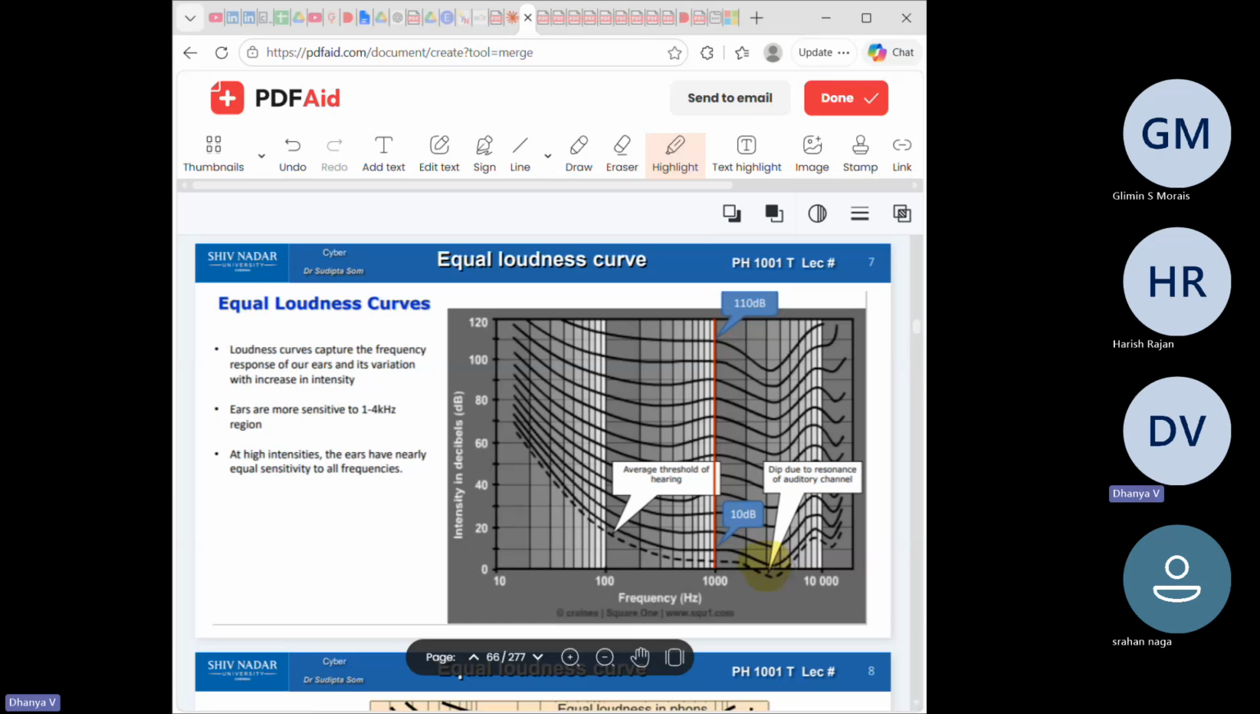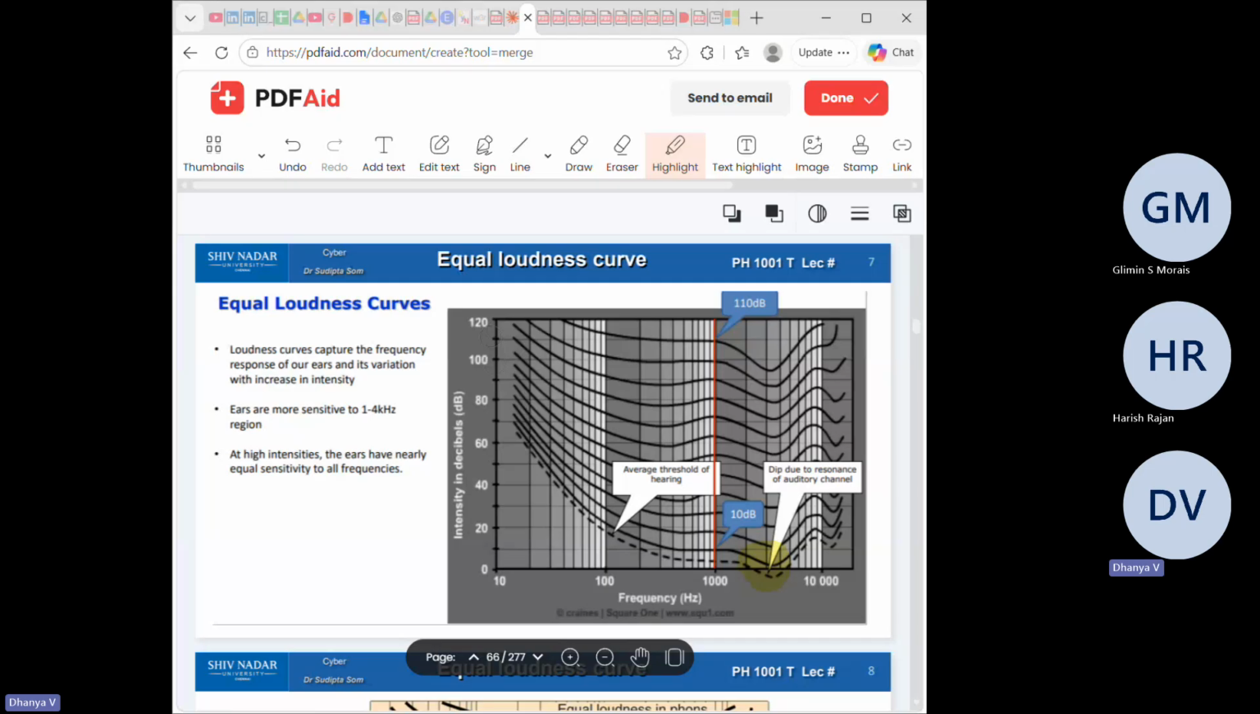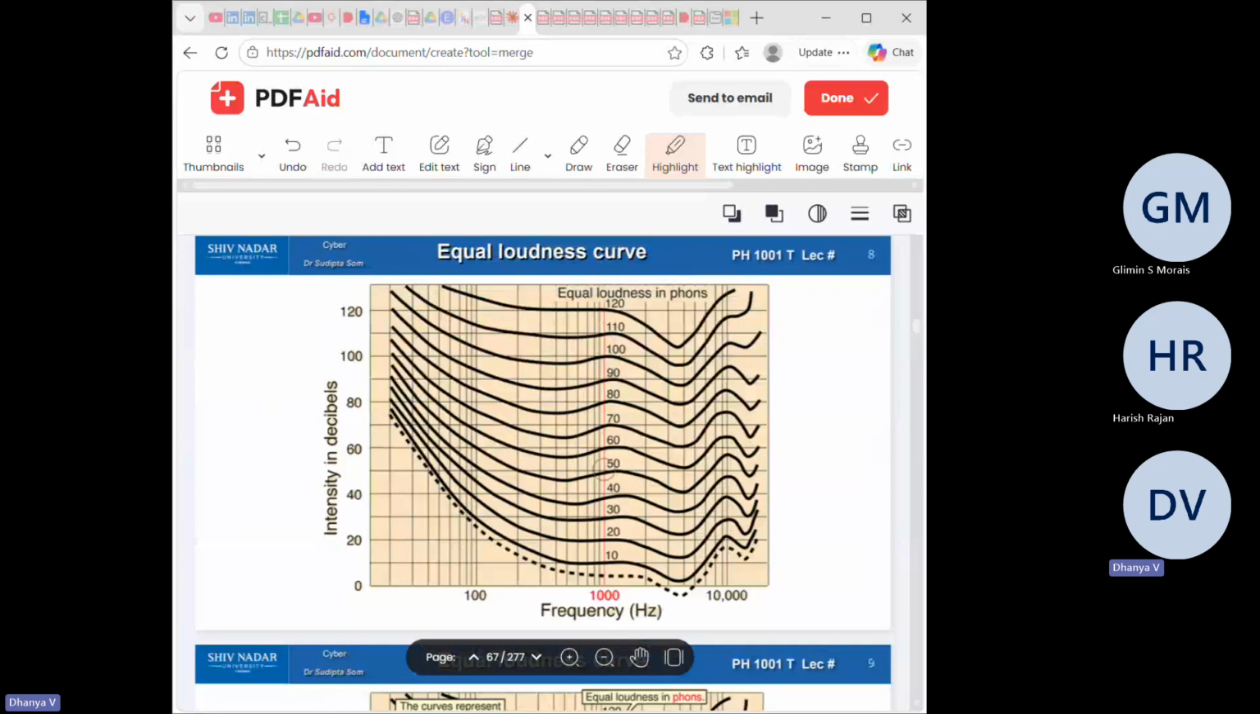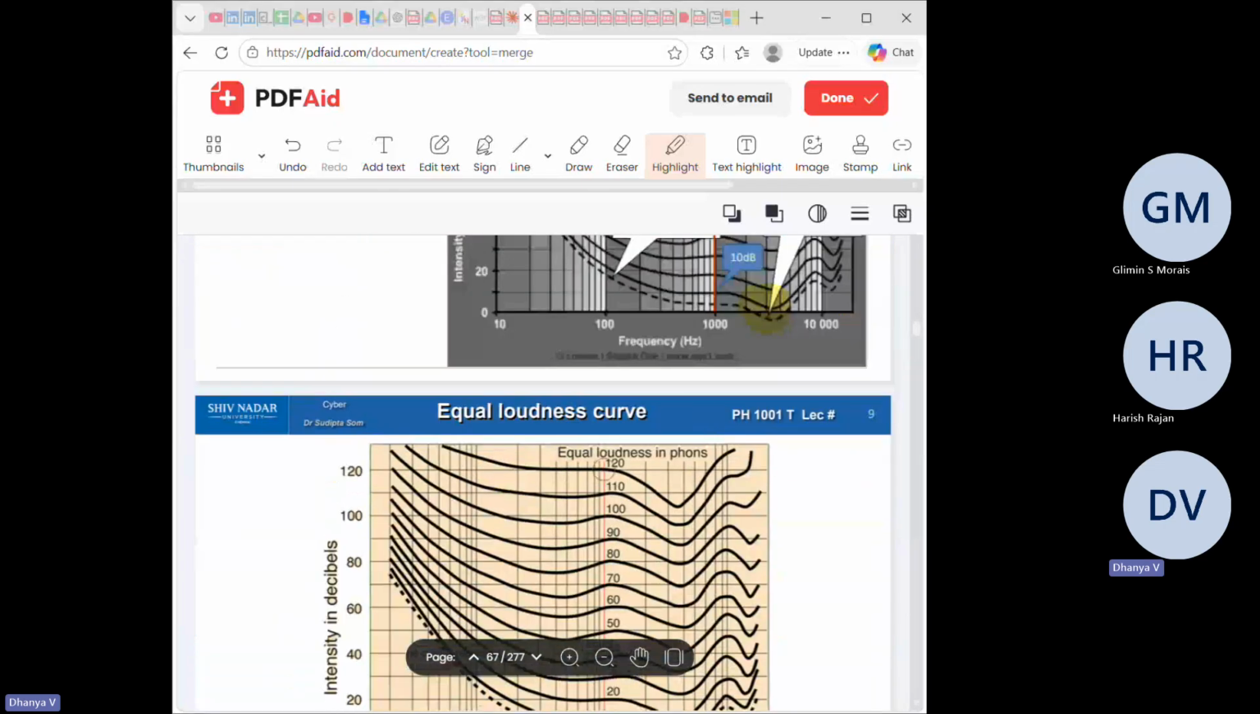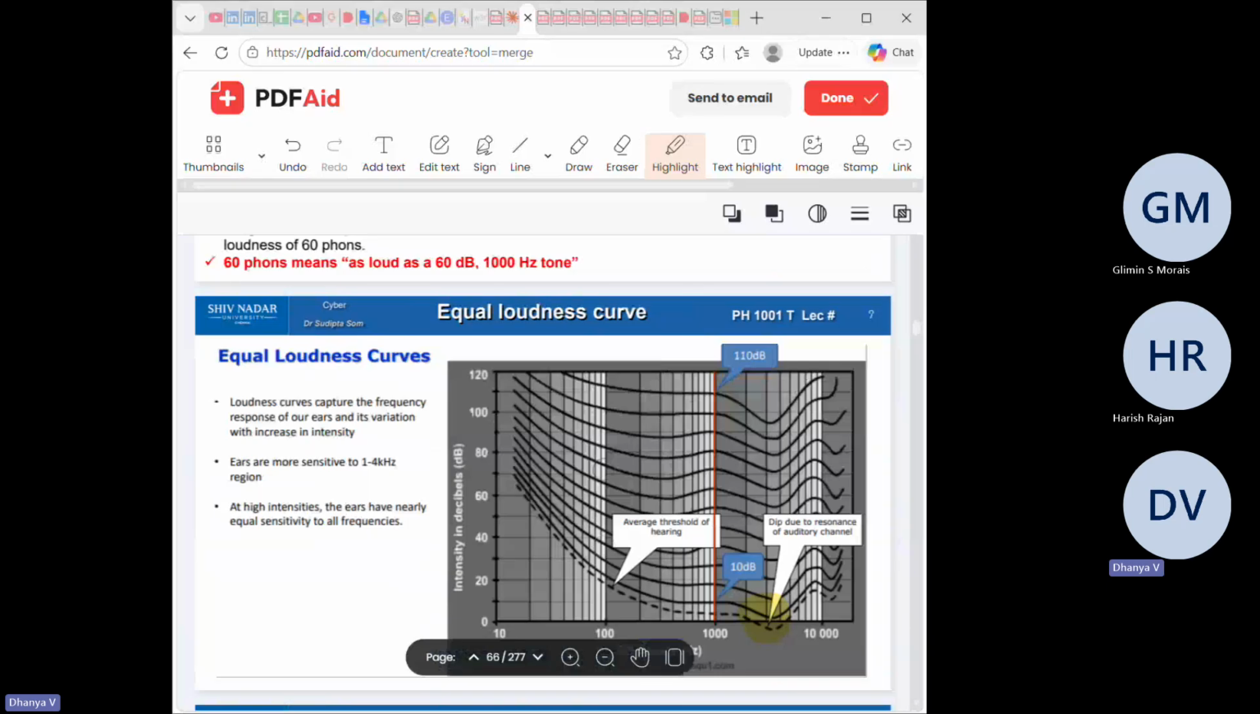So equal sensitivity to all frequencies: if you see here, at very high intensity, at like 100, 121, all of them, after a particular point, anything and everything is just considered as the same perception level for a human being. That is what the equal loudness curve talks about. So you have to ensure that you write all of these points.